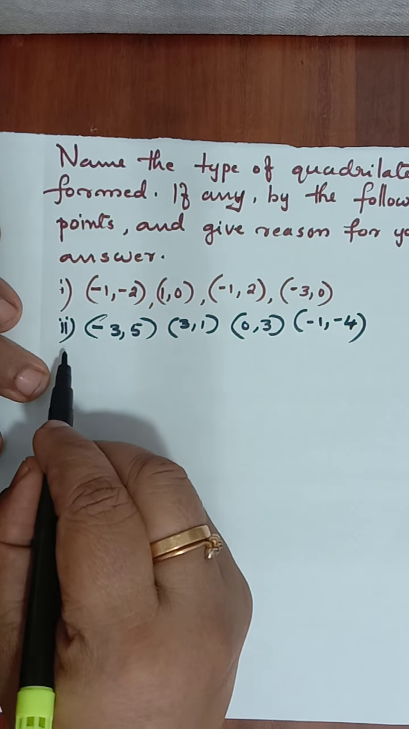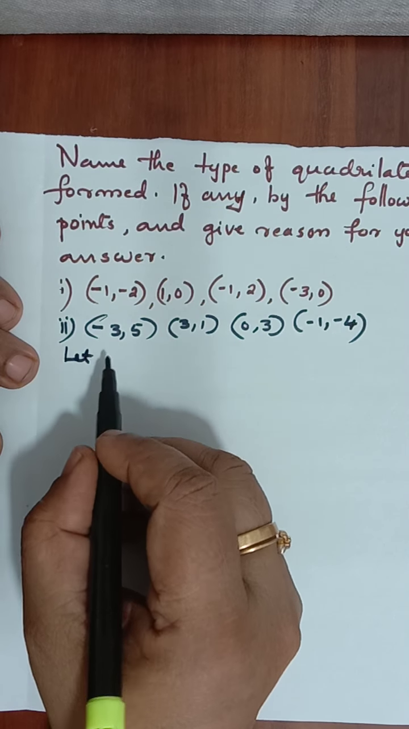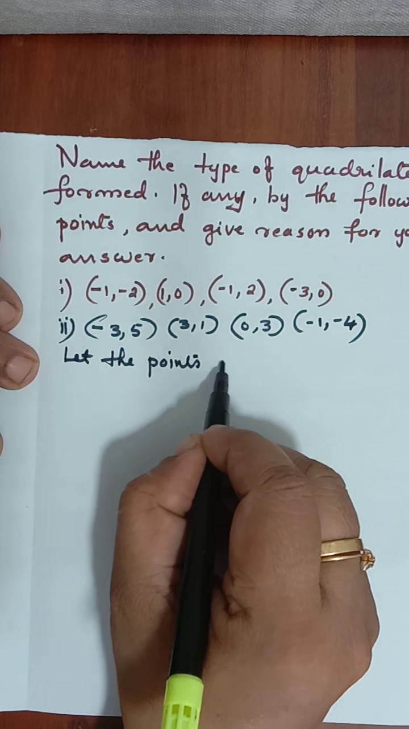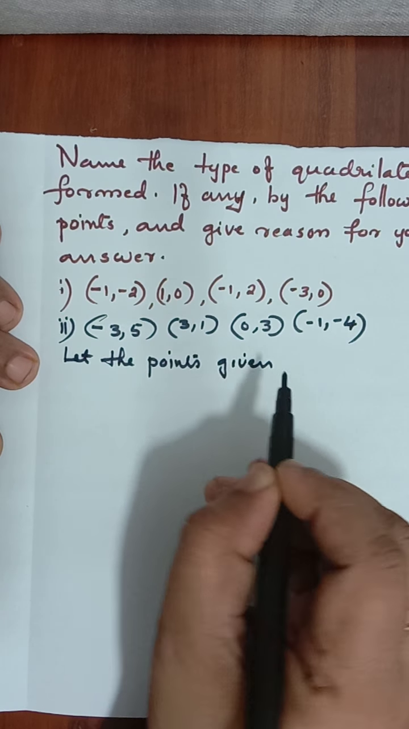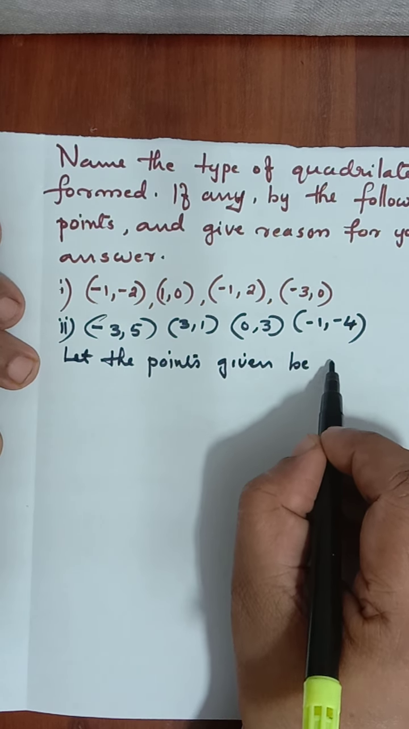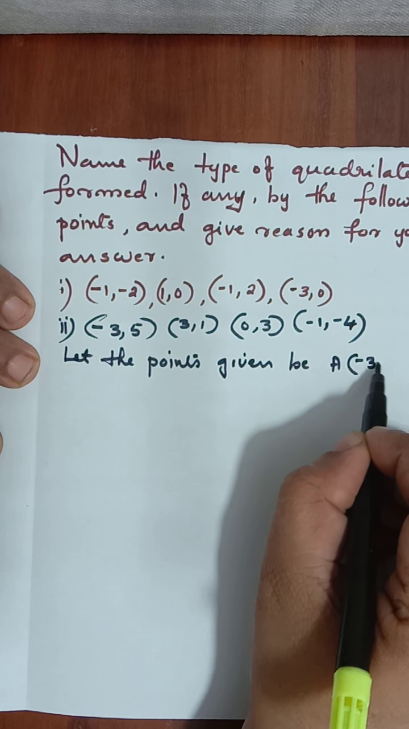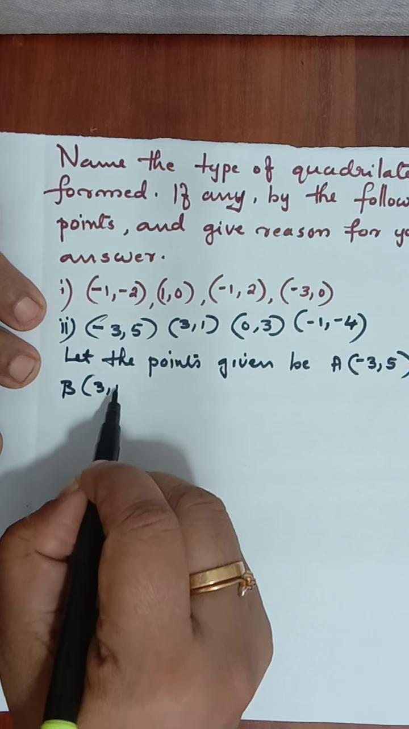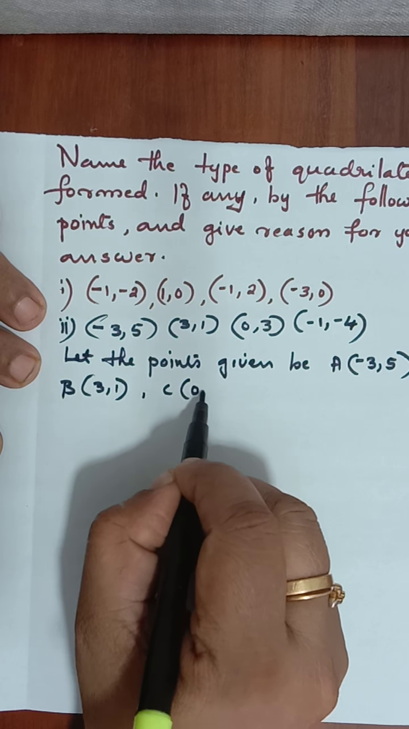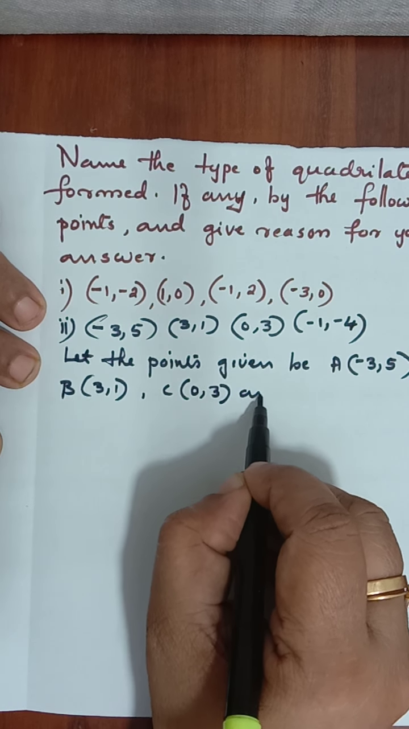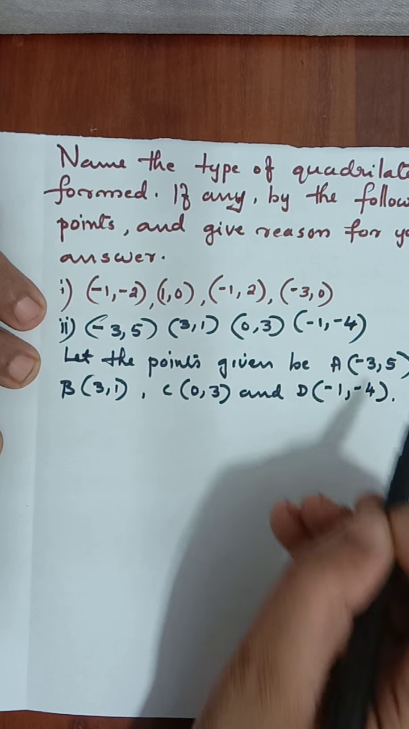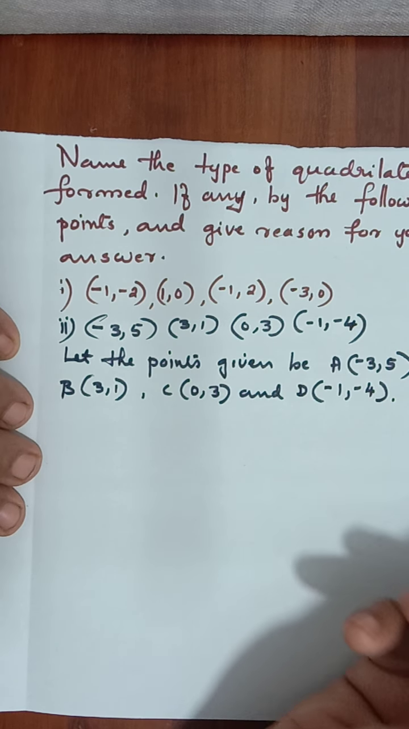Let the points given be A (negative 3, 5), B (3, 1), C (0, 3), and D (negative 1, negative 4). So let us find out each side first.